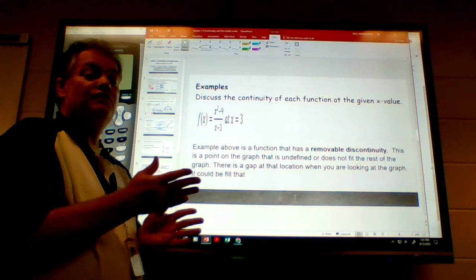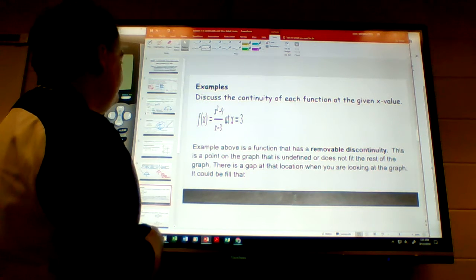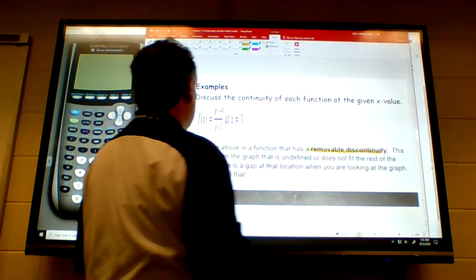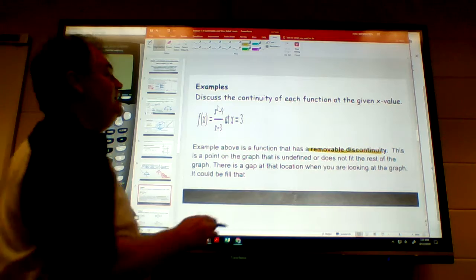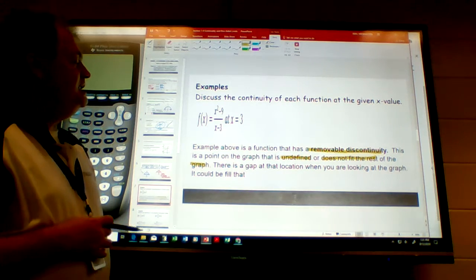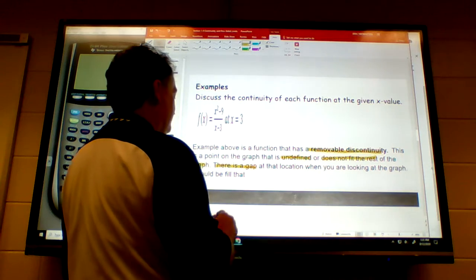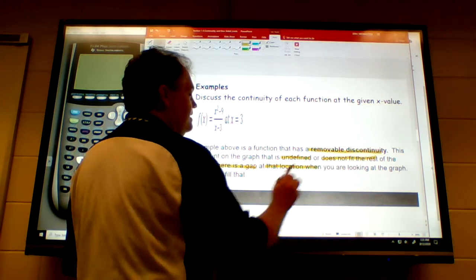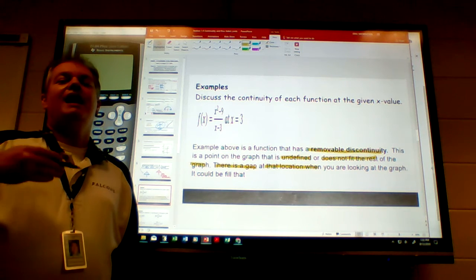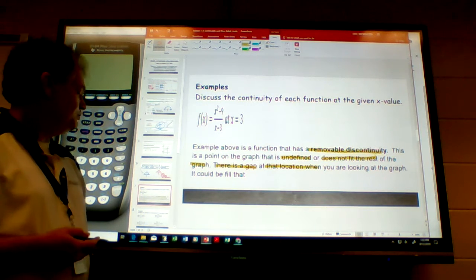All right, it's going to form a straight line, but there's going to be a hole at x equals 3. This is an example of a function that has what's called removable discontinuity. This is a point on a graph that is undefined or does not fit the rest of the graph. And in turn, there is a gap at that location when you are looking at the graph. It could be filled in, meaning you could define another function in order to fill in that particular value. So that's why it's called removable discontinuity.